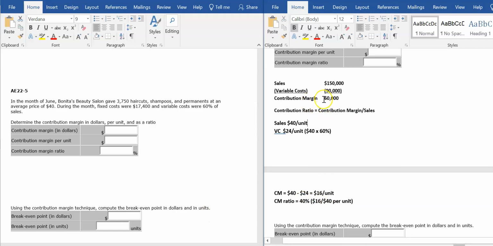Okay. So taking a look at some of these amounts. Total sales minus total variable costs gives us a total contribution margin of $60,000. In other words, their June results provided $60,000 towards covering the fixed cost of the salon. Every service provided gave $16 per unit as the contribution margin. And then the ratio indicates that for every dollar in sales, 40 cents or 40% remains to help cover the fixed cost.